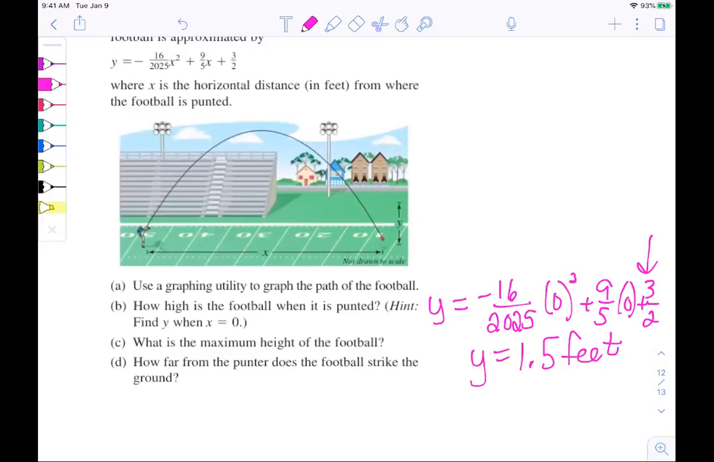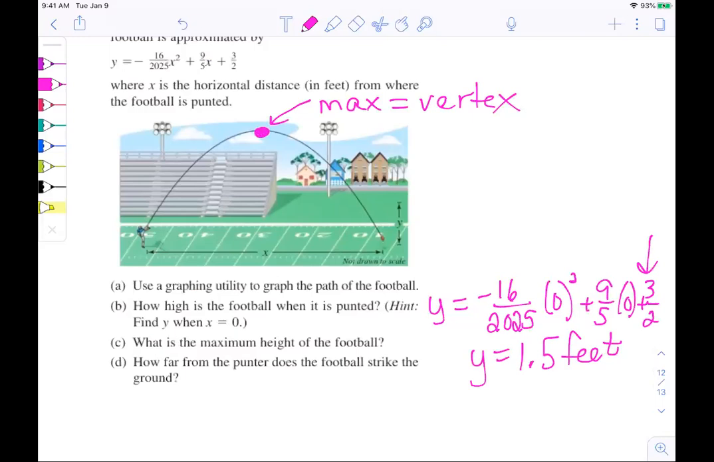Part C says, what is the maximum height of the football? Well, if we look at the graph, the maximum height, the highest point, would be somewhere around that value that I put in pink. What part of the graph does that represent? So if I'm finding the maximum, Peter, what is the other name for the maximum in a parabola? The vertex. The vertex. So the maximum height of the football would be the vertex.